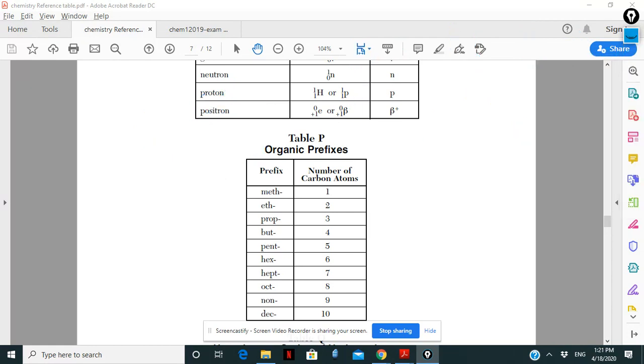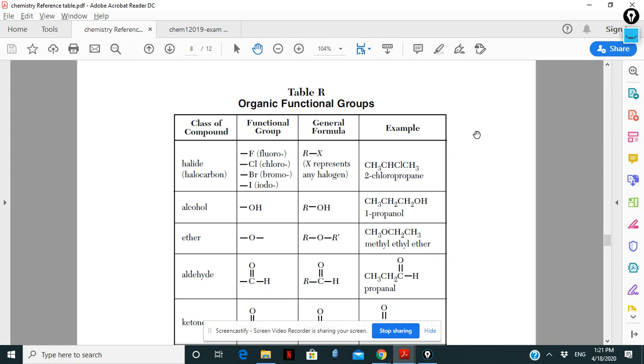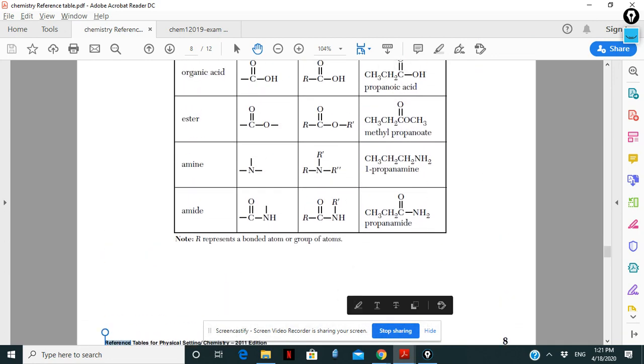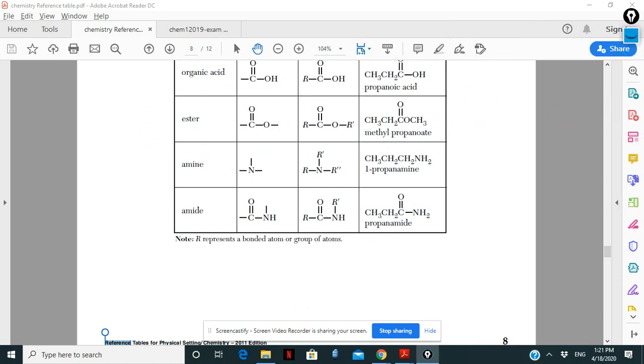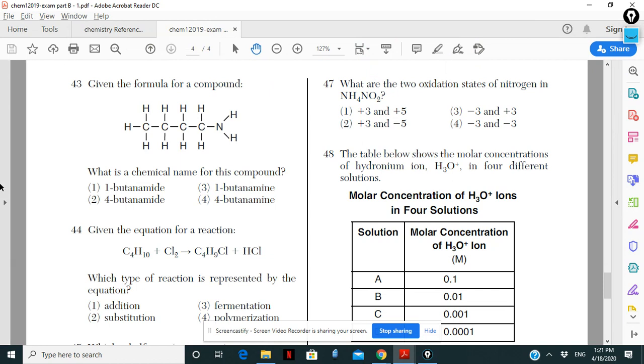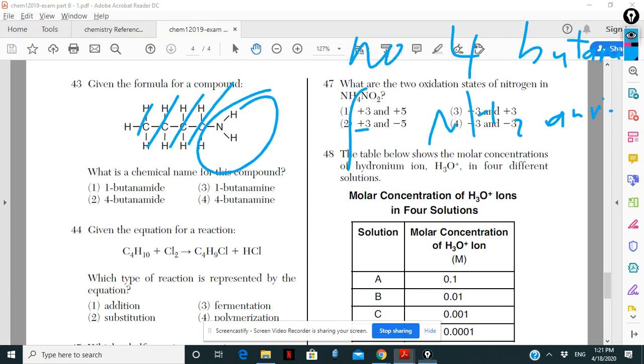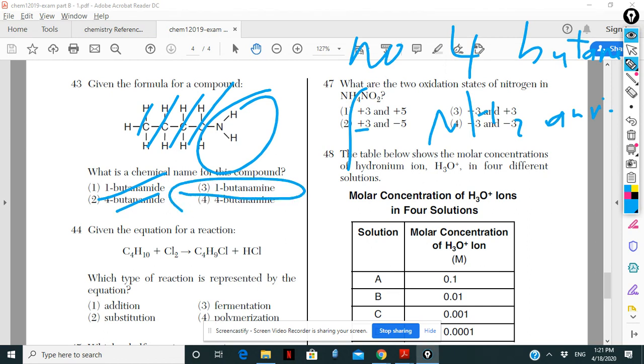Okay, I'm looking for the functional group now. NH2 here is an amine, so it should be butanamine. Now I cross 1 and 4, and to get the least number according to the rule, it should be number 3. So it's 1-butanamine.